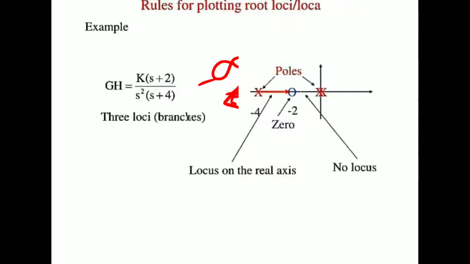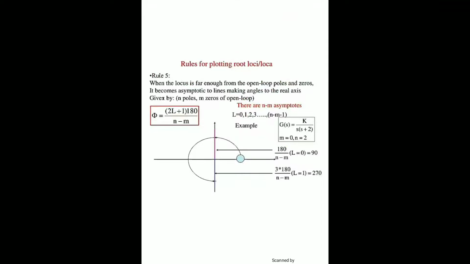Whatever the main points are, like the breakaway point, which is the main root locus point, that should be located on the root locus part, minus 2 to minus 4. So the root locus is present between minus 2 and minus 4 for this example.